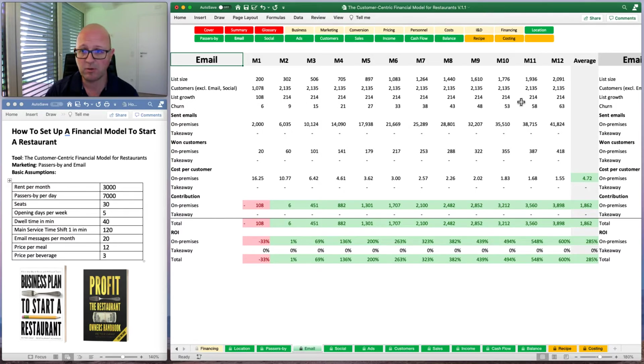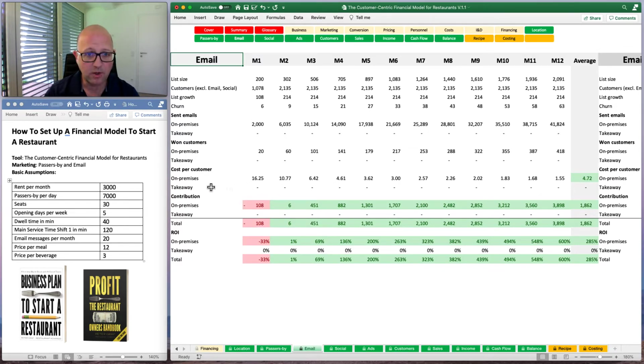You do have a monthly growth, and here's the churn rate. And you see the sent emails you are sending out to your list every month. You are starting with 2,000 and so on, and 6,000 because the list grows. And we see the effectiveness. About 1% of the sent emails generate customers, which means 6,000 sent emails will generate 60 customers.